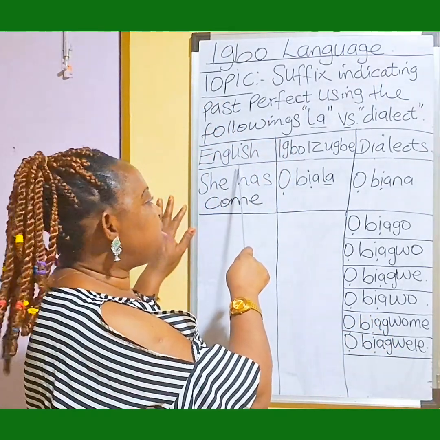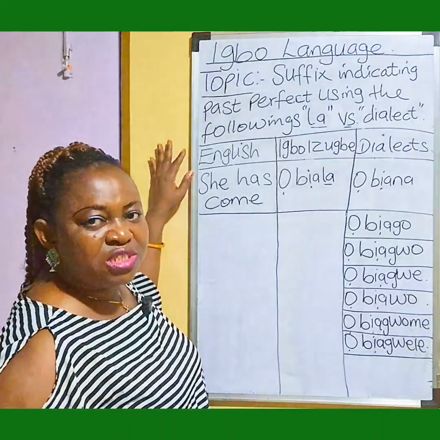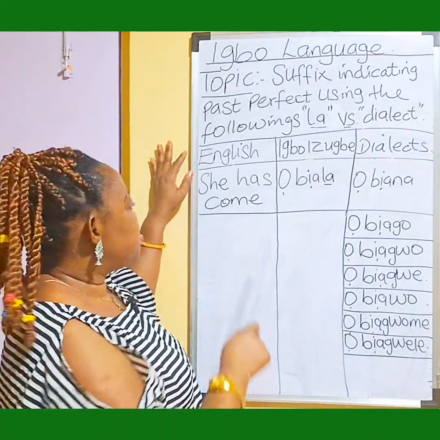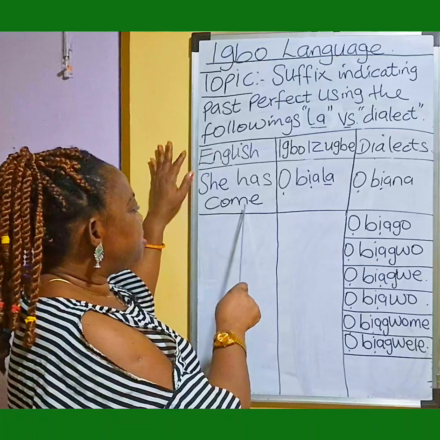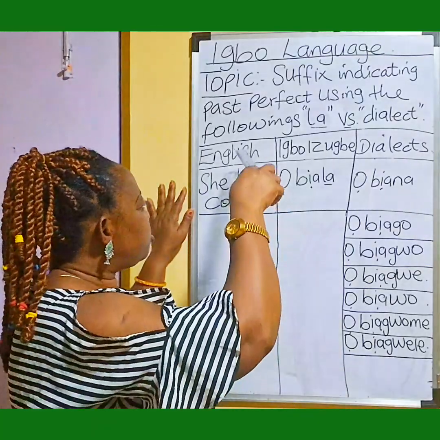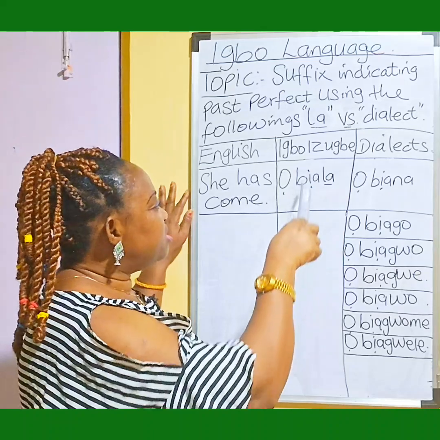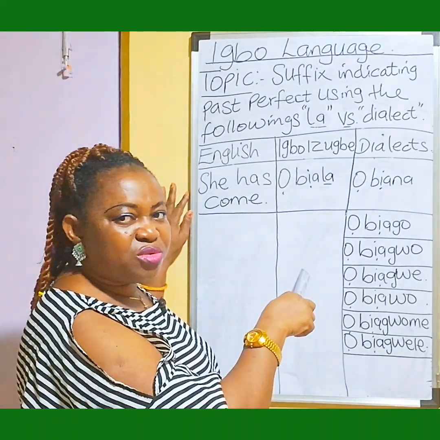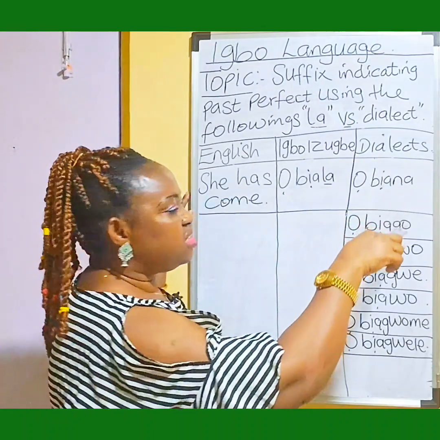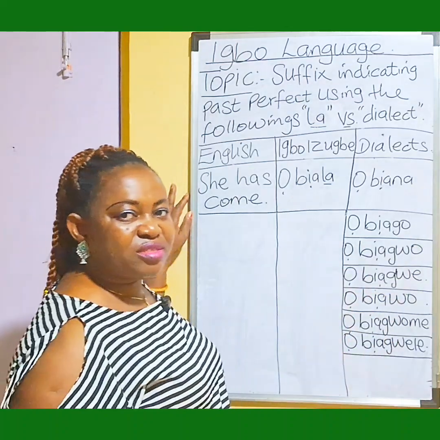The first part is English. Let us read the sentence on the English side. She has come. We have 3 columns. The first column is the English side. The second one is Igbo izugbe, that's Central Igbo. Then the last side is Olumba, dialect.